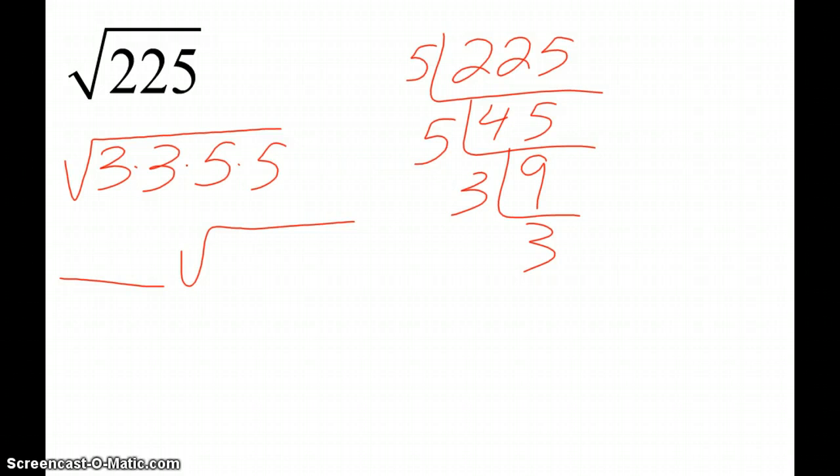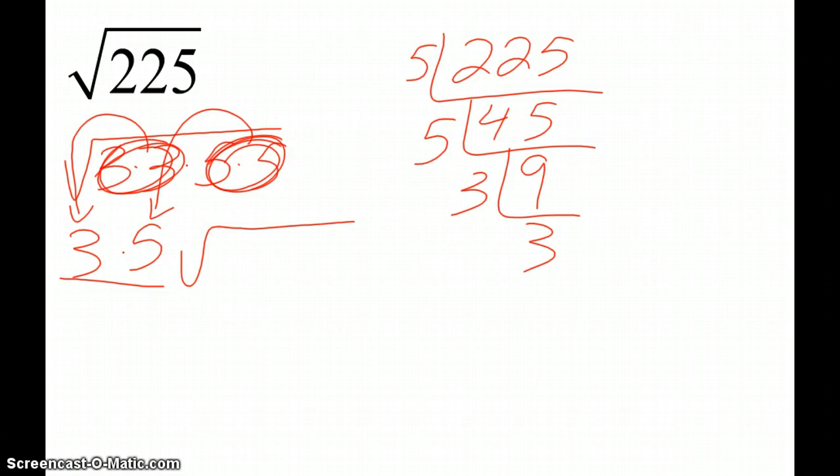Remember, I need 2 to get 1 out. 3 times 3 is 9. The square root of 9 is 3. I also have 2 5's to take out. 5. The 2 3's, I need 2 to get 1 out. The 2 5's, I need 2 to get 1 out. I have nothing left in here.